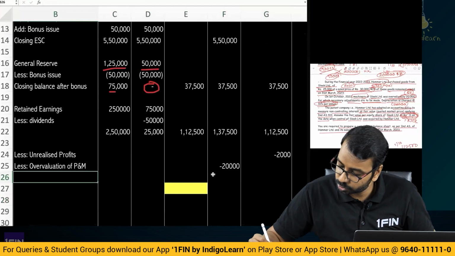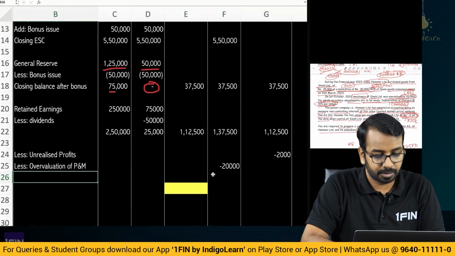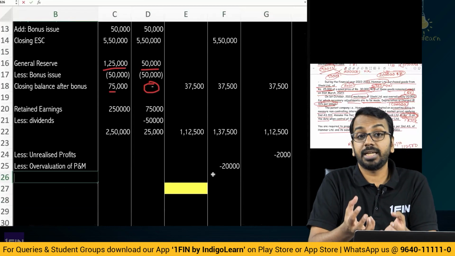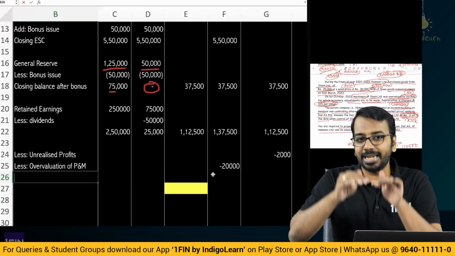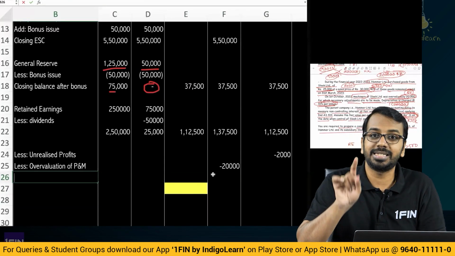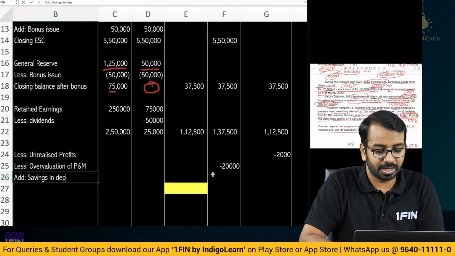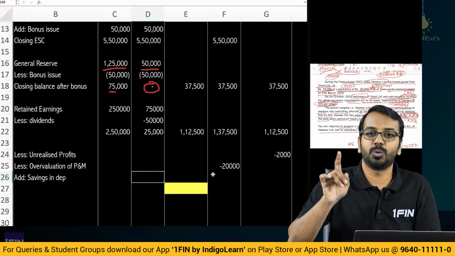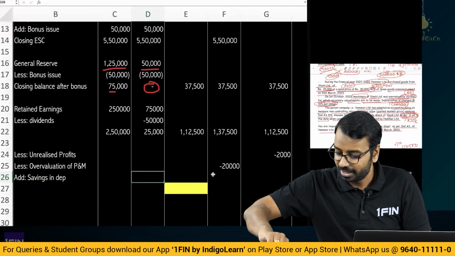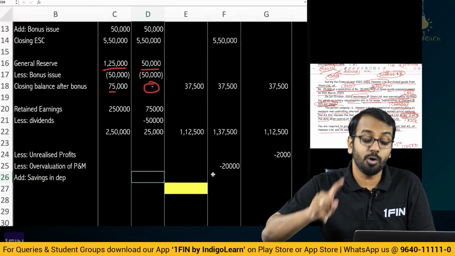Then for this 20,000, depreciation is to be charged at 10% per annum. So if the machinery has increased in value, we will charge more depreciation. If the machinery has decreased in value, we will charge less depreciation, which means we will add savings in depreciation. How much is that? 20,000 into 10%, that is 2,000. Don't make that mistake. It is for half a year, not the full year. So 2,000 by 2, 1,000.